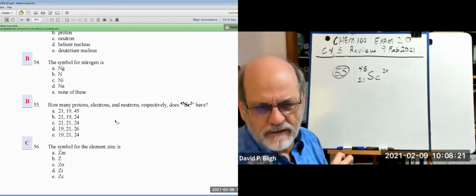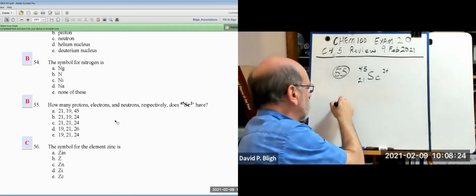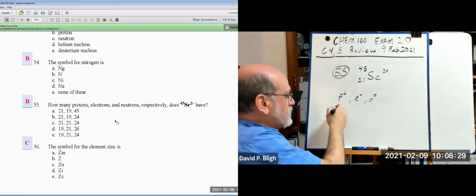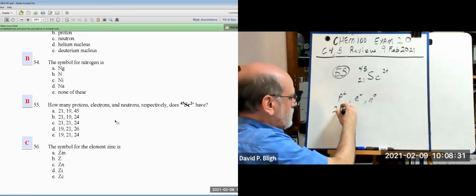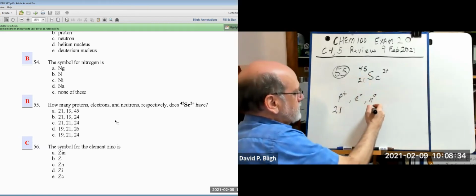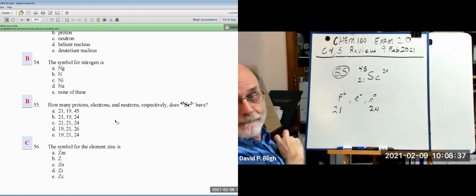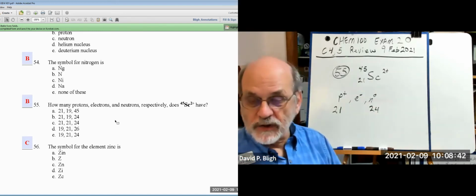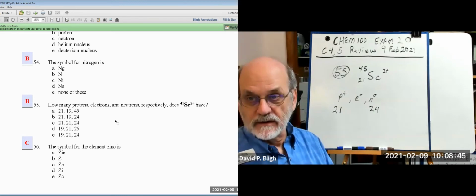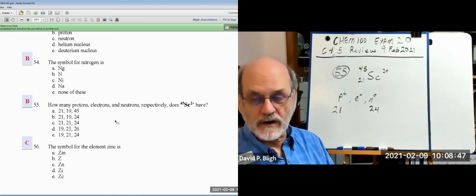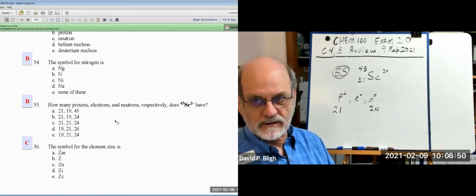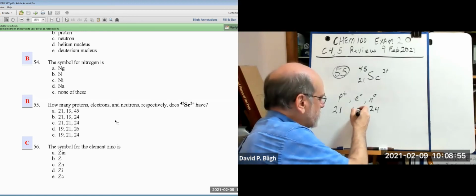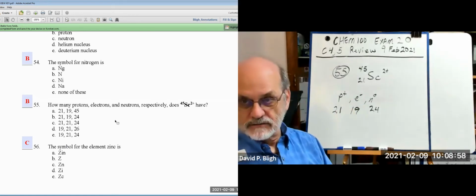Right? So if we have protons, electrons, neutrons in that order, then protons would be 21. How many neutrons? 24. Okay. How many electrons? Well, how do you get a 2+ excess? Can't change the protons. You have to change the electrons. So you subtract 2 electrons and you get an excess of 2 pluses. So that means you have 19 electrons, 2 less than the protons.